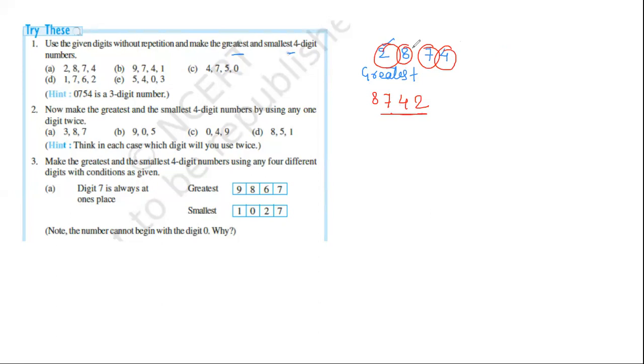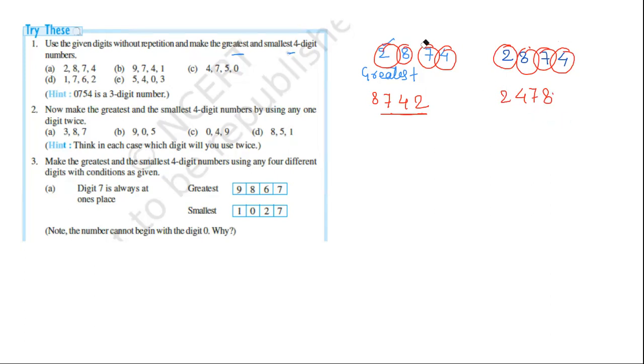Now let's decide our smallest number. Out of these four, same way, I need to make the smallest number. If I want to make the smallest number, obviously I'll have to start with the smallest digit. So I'll pick 2 first, then 4, then 7, then 8. Suppose if I take 87 first, this one will be greater than this, but they want us to write the number which is smallest.